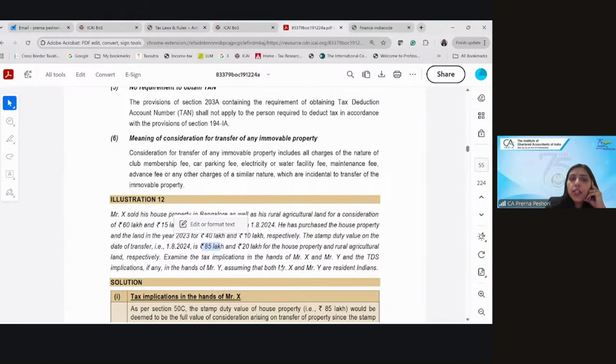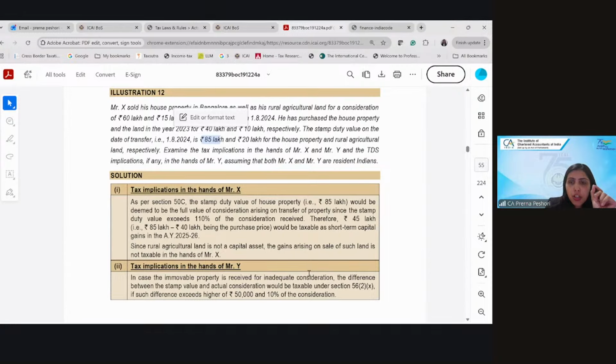So, the difference between the stamp duty value and the consideration would be taxable under 56(2)(10) if it is exceeding 50,000 and more than 10% of consideration. The difference between the two, which is 25 lakh, is exceeding 50,000 and is more than 10% of consideration. Both the conditions are there. 25 is more than 50,000 and is more than 10% of 60 lakh. So the 25 lakh will be taxable under 56(2)(10) in the hands of Mr. Y. And the TDS will be deducted on the stamp duty value, higher of 60 lakh or 85 lakh. It will be deducted on the stamp duty value.